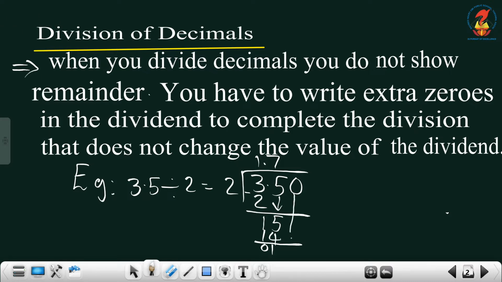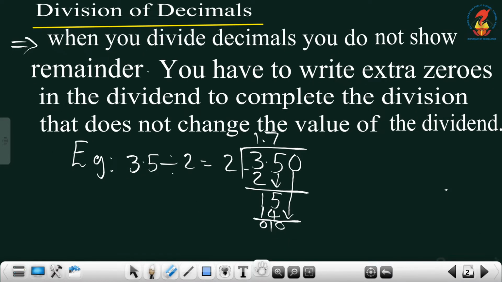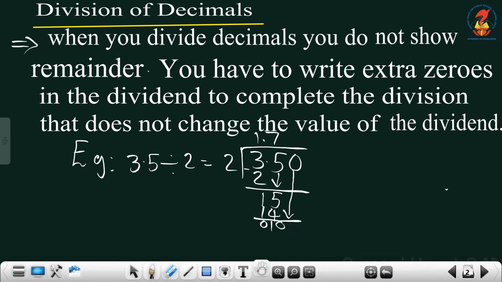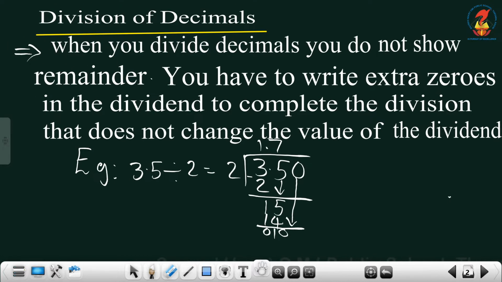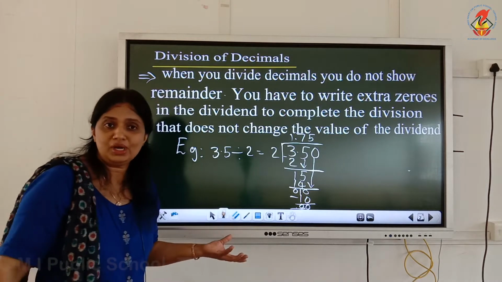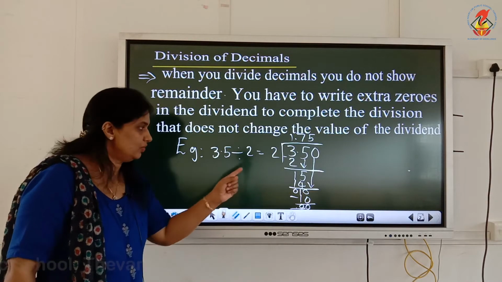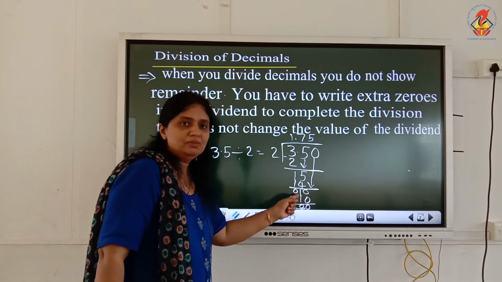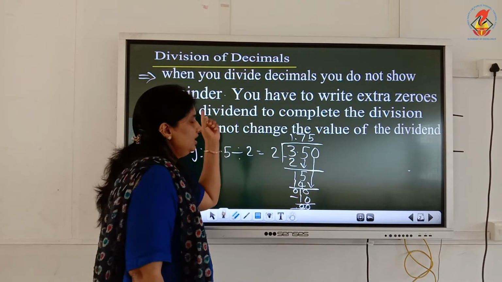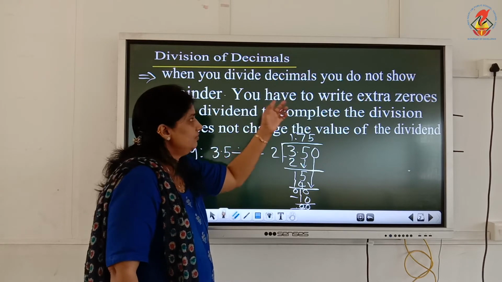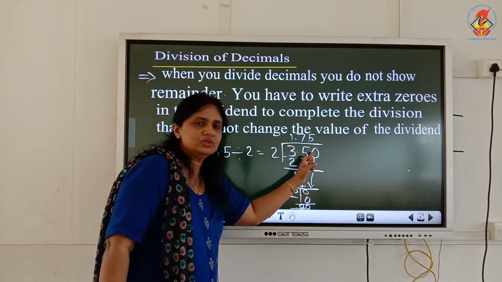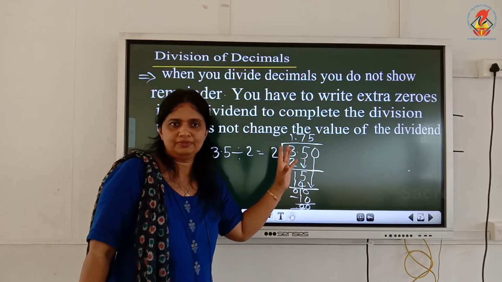After that, we need to take the 0 down with the remainder. Now it will become 10. After that, 2 into which number equals 10? 2 fives are 10. See? The remainder is 0. But actually the remainder was 1, and we don't want to write the remainder there. Instead of that, we simply add a 0 in the dividend.